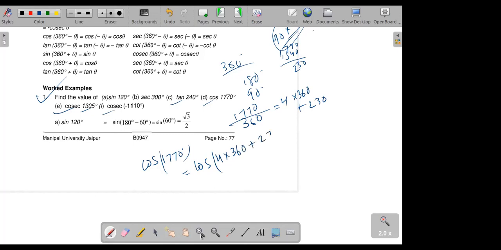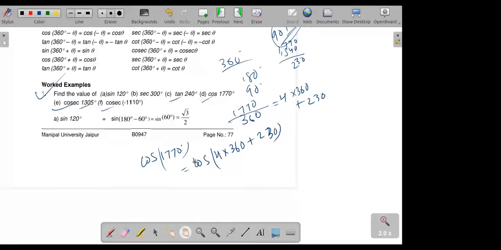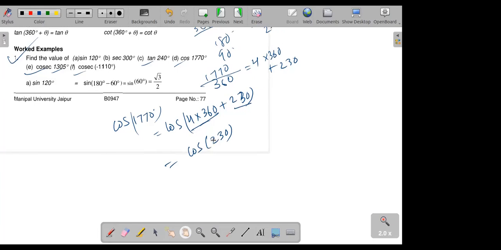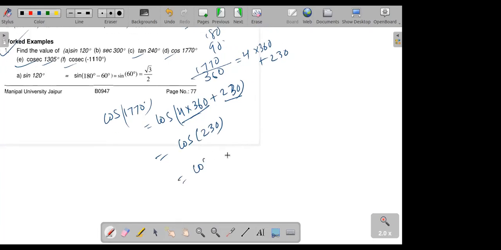So this 4 times 360 is just like a repetition of revolutions. We can ignore that. So we can write cos 330 only, because after every rotation it will come to this angle. So now cos 330, we can write this as cos 180 plus 150 degree.